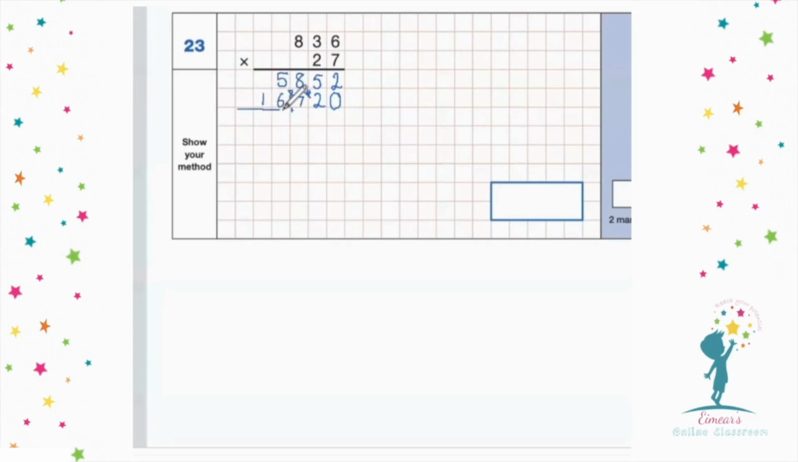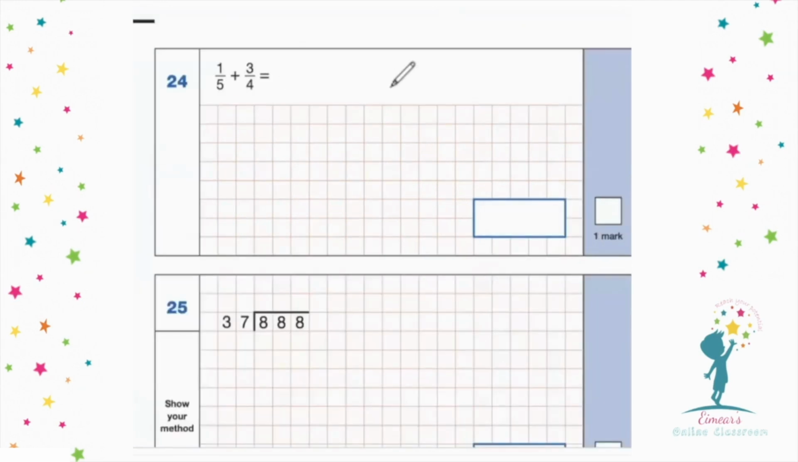We place a line underneath this, and now it's time to add these two numbers up. So 5 plus 2 is 7. 8 plus 7 is 15. 5 plus our 1 is 6, so double 6 is 12, and 1 plus 1 is 2. So our answer is 22,572.